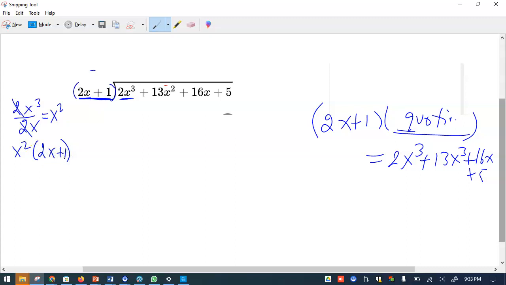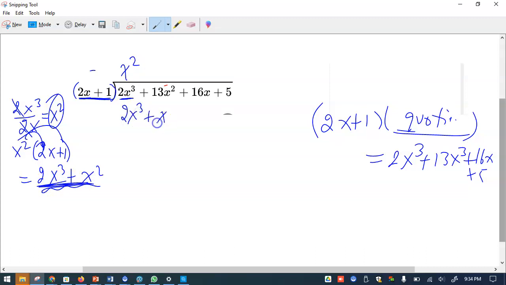Use the distributive property and you get 2 times x squared, which is 2x cubed, and this one, when you multiply that, you get x squared, and this is what you put right here. So this x squared that you get, you put up here, and these two things you put below here, 2x cubed plus x squared.